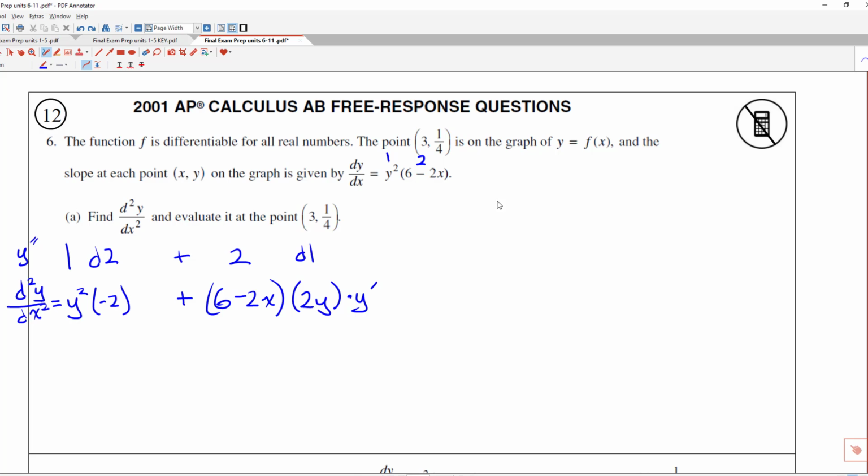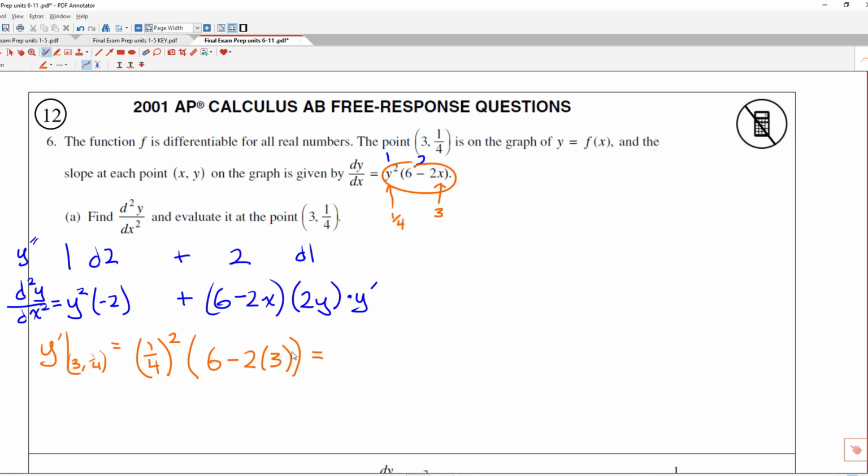All right, so we found the second derivative, and then we need to plug in (3, 1/4). I can't plug that in unless I have y prime, so let's figure out what that is first. What is y prime when I'm plugging in (3, 1/4)? That just means in this equation right here, plug in 3 for x and 1/4 for y. So it's going to be (1/4) squared times (6 minus 2 times 3).